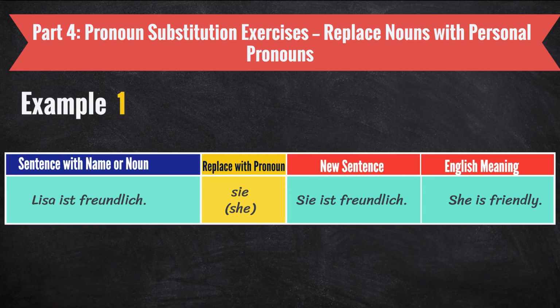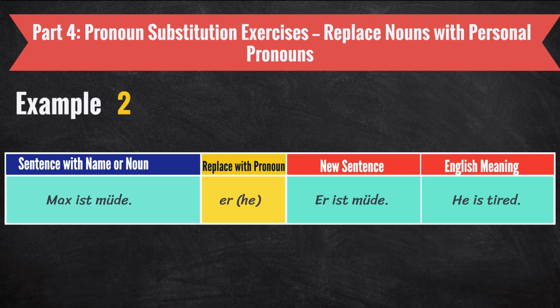Example 1. Lisa ist freundlich. Lisa means the name of a woman. To replace Lisa with a pronoun, we use sie, which means she. The sentence becomes Sie ist freundlich. This means she is friendly.